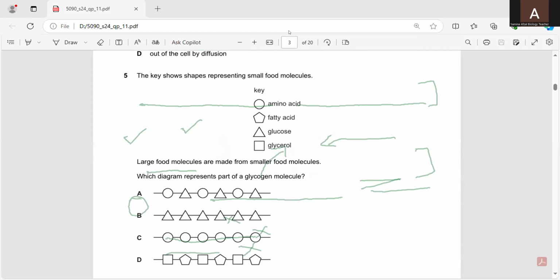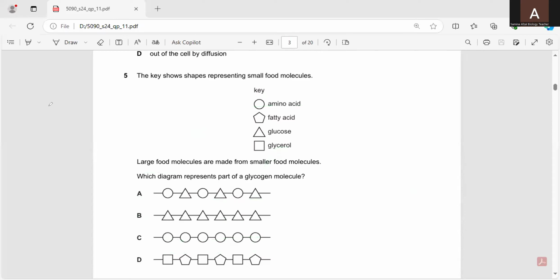Now, question number 5. You can see in question number 5, they have shown us the shapes of different food molecules: amino acids, circular; fatty acids, pentagonal; glucose, triangle; and glycerol in the form of a cube or square.